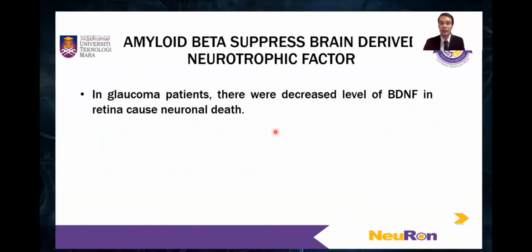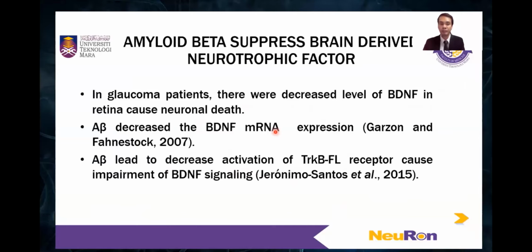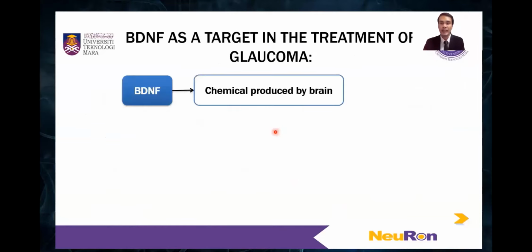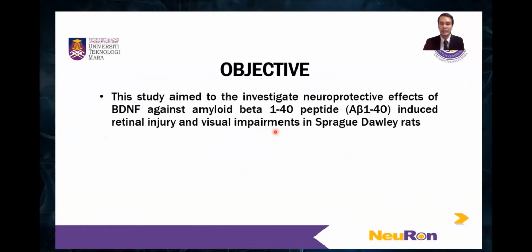In glaucoma patients, there is a decreased level of BDNF in the retina, causing neuronal death. Amyloid beta decreases BDNF mRNA expression and leads to decreased activation of the TrkB receptor, causing impairment of BDNF signaling. BDNF is a chemical produced by the brain that functions in dendrite growth and stimulates neurogenesis. The objective of this study was to investigate the neuroprotective effects of BDNF against amyloid beta 1-40 polypeptide-induced retinal injury and visual impairment in Sprague-Dawley rats.